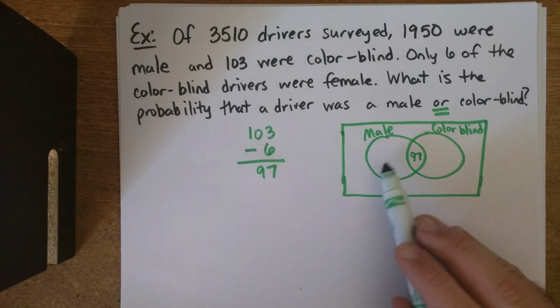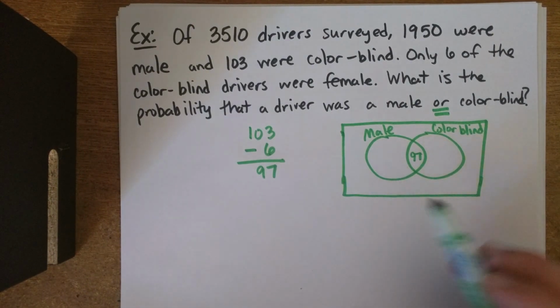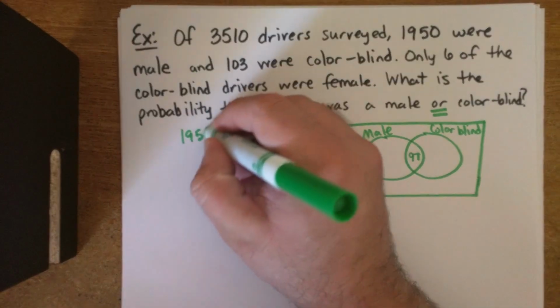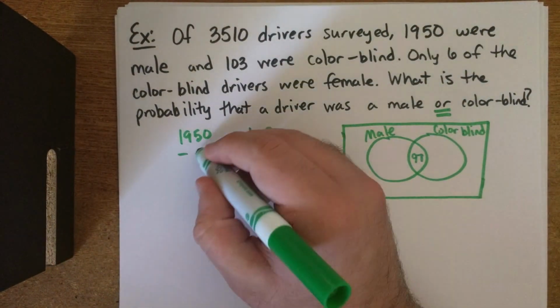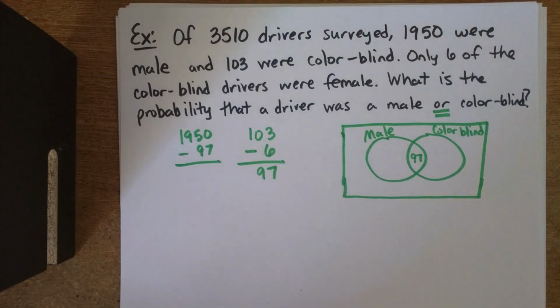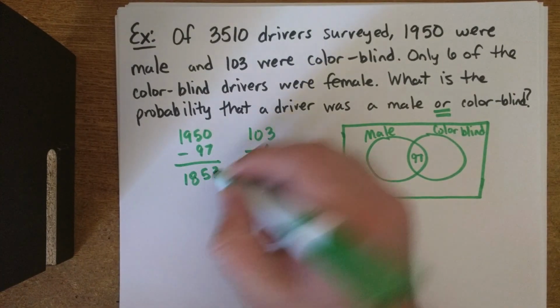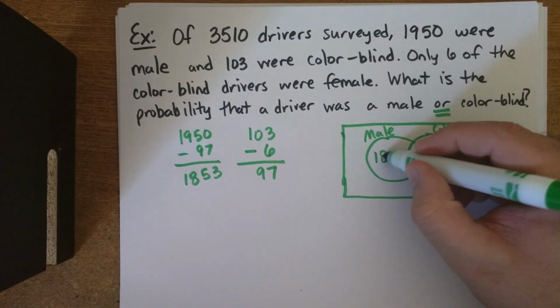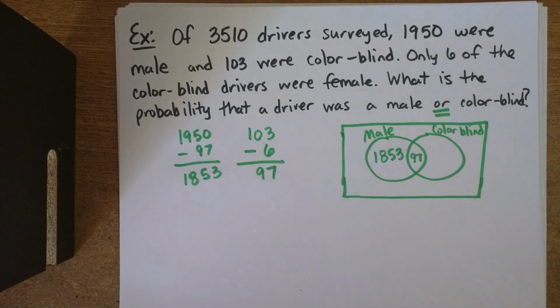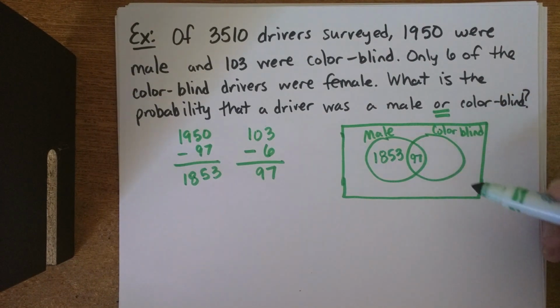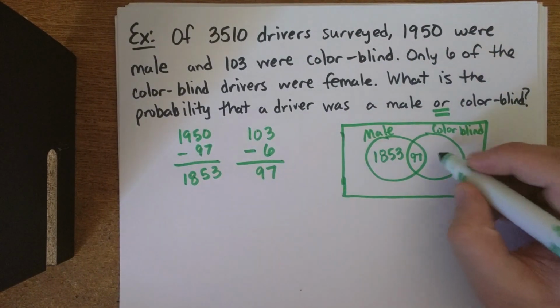Now, how many are just male that are not colorblind? Well, we do 1,950 minus the intersection. If we do 1,950 minus 97, we get 1,853. And so that number would go right here. We could also determine how many are colorblind that are not male, but we already know that. That's 6.